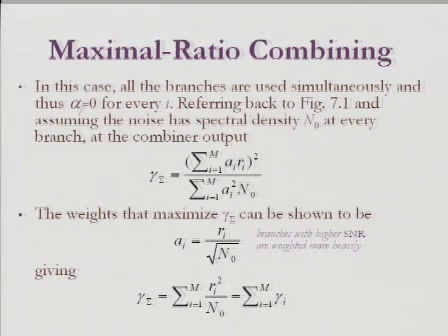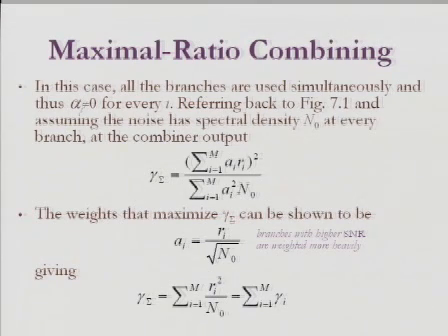In general, it's a little more involved, but it can be shown, and it's not that hard actually, that the optimum a_i's look like this. The optimum a_i is equal to r_i divided by the square root of n_0. In fact, you can multiply this by some constant, so the important thing is the proportionality.